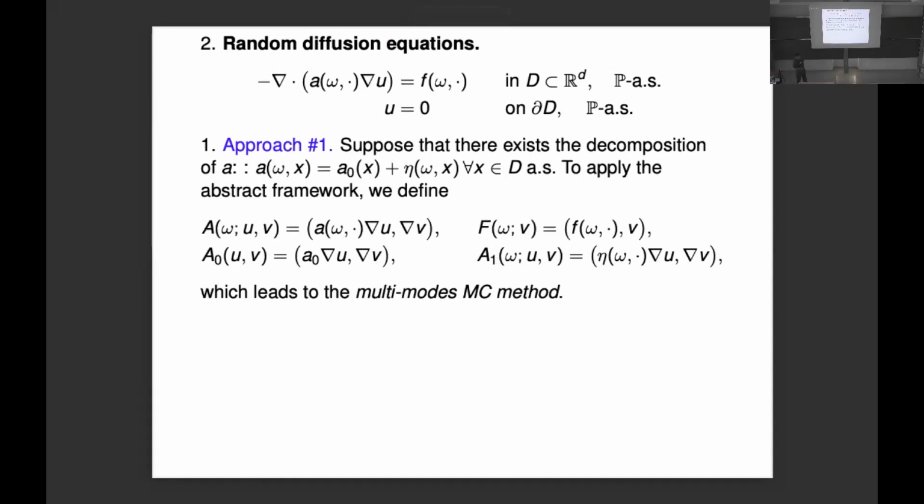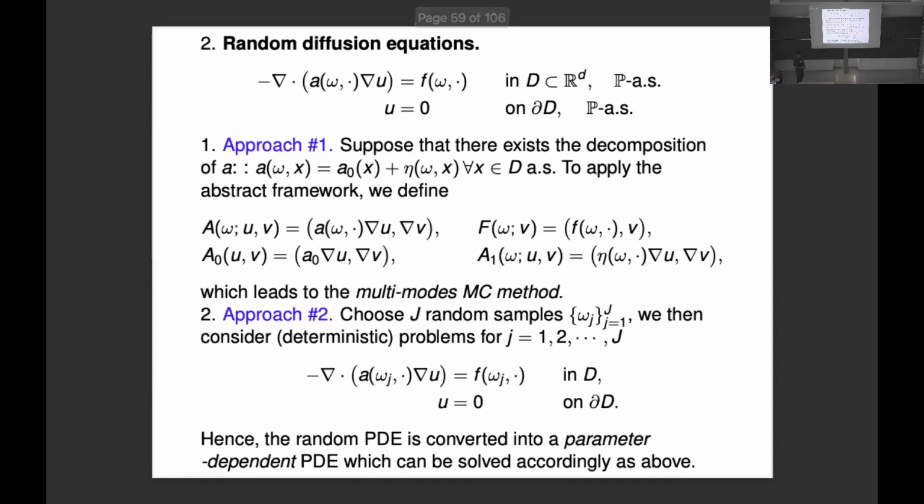The next application is a random problem. Now omega lives in the probability space. One approach is like the multimodal method. If you have a weak medium, then you just choose the mean as the A0. Then it exactly recovers the multimodal method. But you don't have to do it that way. You can treat it differently.